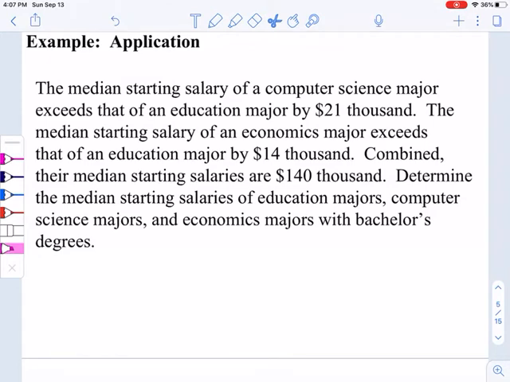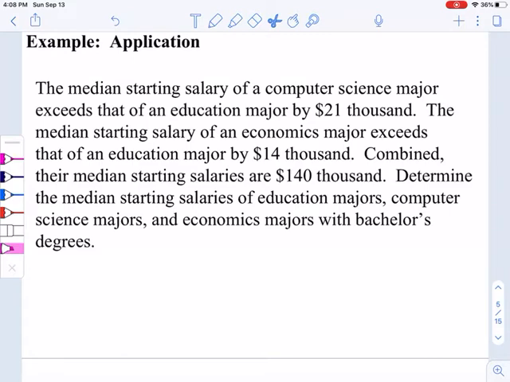Example 1. It says the median starting salary of a computer science major exceeds that of an education major by $21,000. The median starting salary of an economics major exceeds that of an education major by $14,000. Combined, their median starting salaries are $140,000. Now, this book was written quite a while ago, so I'm pretty sure those numbers have changed by now. It says to determine the median starting salaries of education majors, computer science majors, and economics majors with bachelor's degrees. So we need to read and understand the problem.